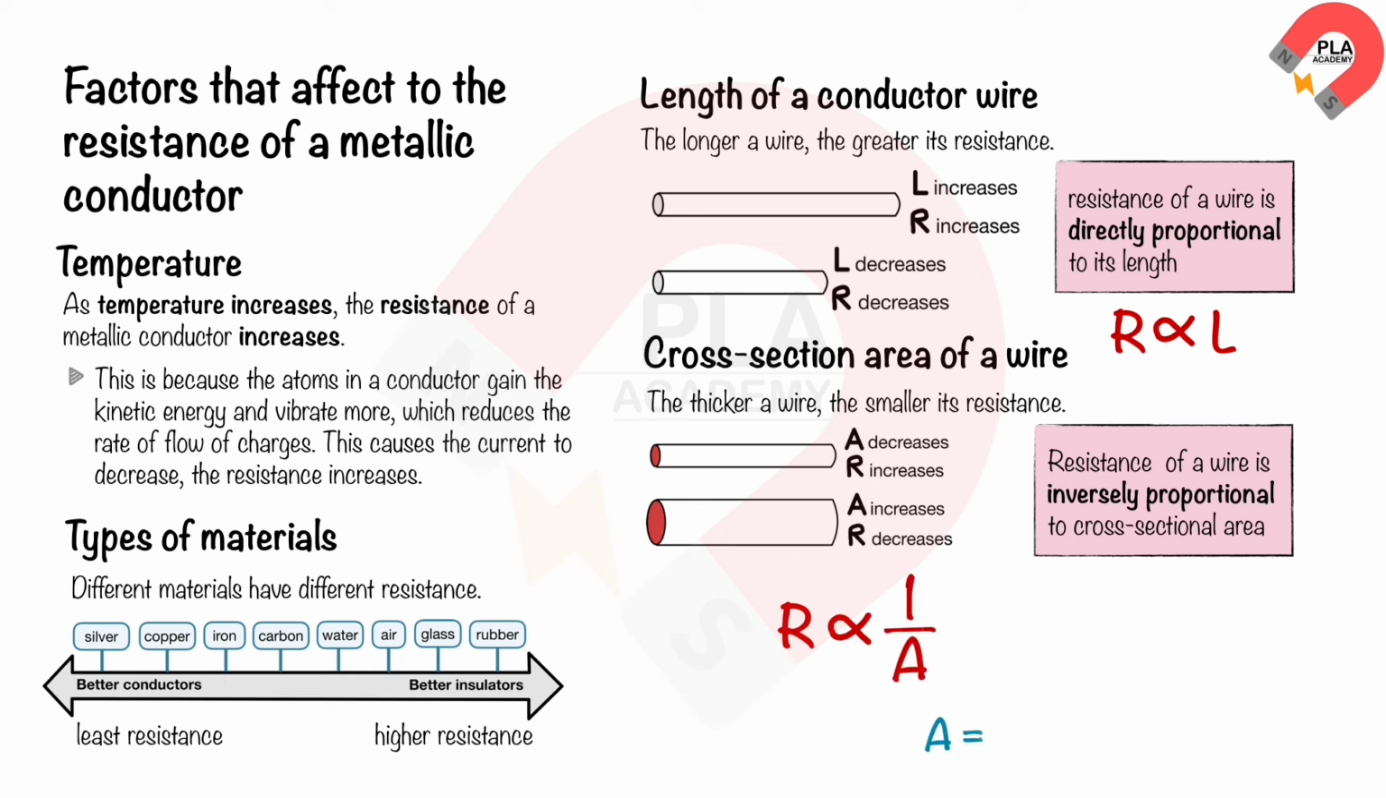Cross-sectional area is equal to pi r squared, or pi d squared over 4. So, cross-sectional area is directly proportional to the square of the radius and the square of the diameter. So, the resistance of a wire is inversely proportional to the square of the radius and the square of the diameter.